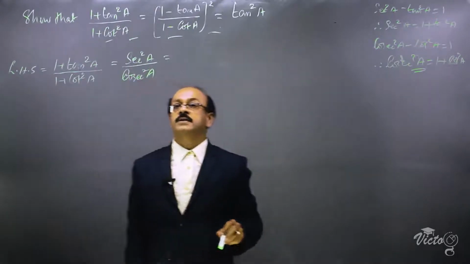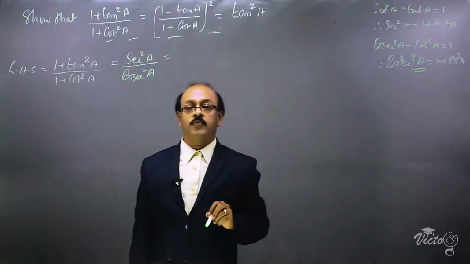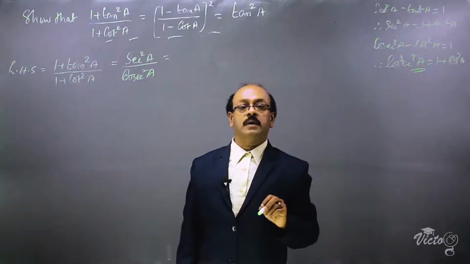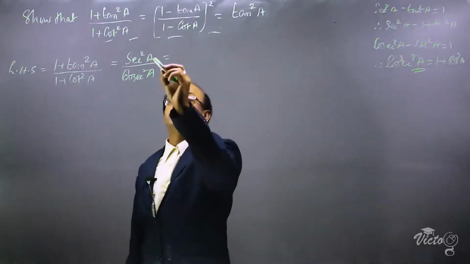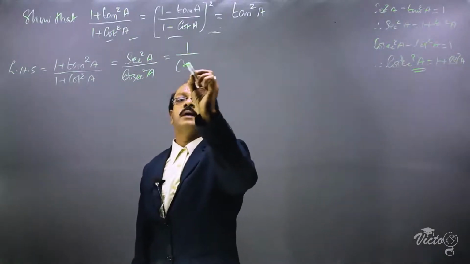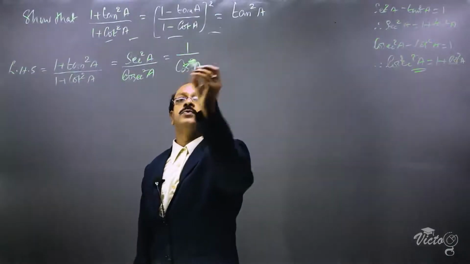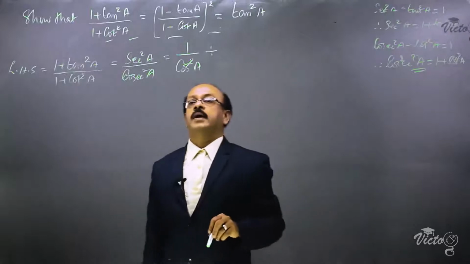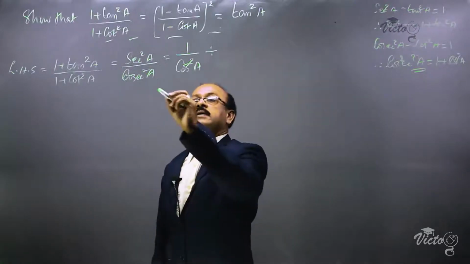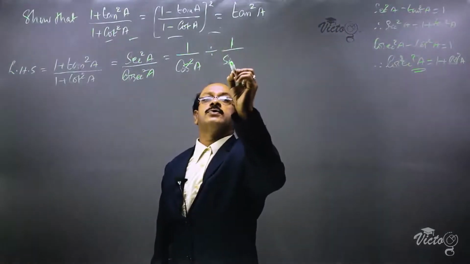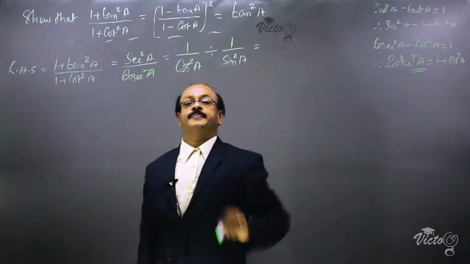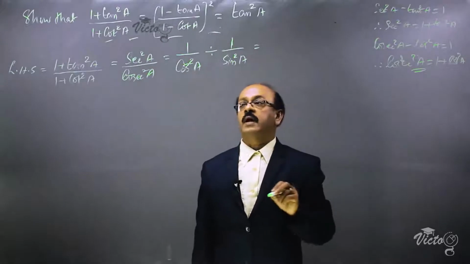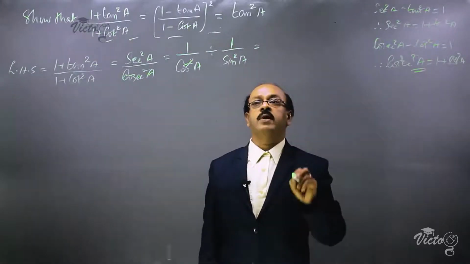What is sec square A? Sec is the reciprocal of cos. Therefore, sec square A can be written as 1 by cos square A. We are using the symbol of division instead of the division line, divided by cosec square A. What is cosec square A? Since cosec is the reciprocal ratio of sine, cosec square A is equal to 1 by sin square A.